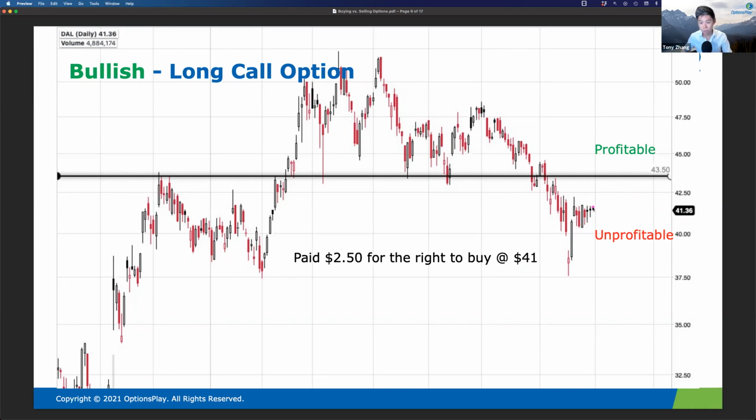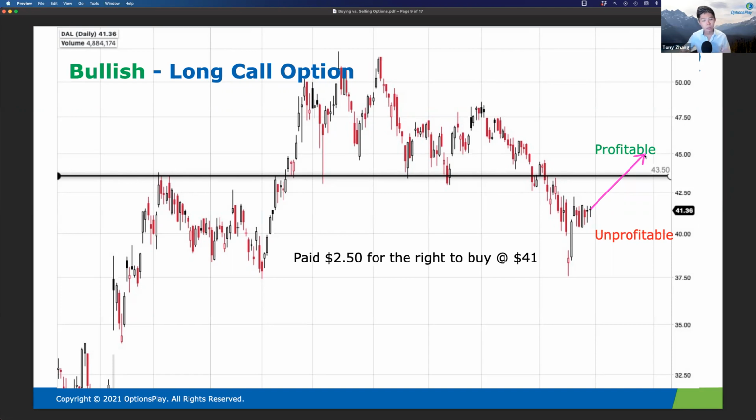So only if the stock was to rally beyond $43.50. Let's say it gets up to 45. Now I can buy the stock at 41, sell it on the open market for 45. That's a net profit of $4 minus the $2.50 that I paid for the contract. Now my net profit on that is about $1.50. So remember, I risked $2.50 to make $1.50 if the stock reaches $45. Now, for the stock to rally from 41 to 45, that's about an 8% move in the underlying stock just for me to make $1.50 while I risk $2.50.